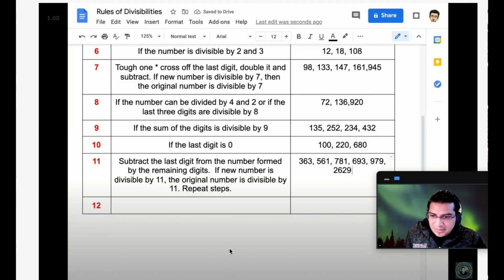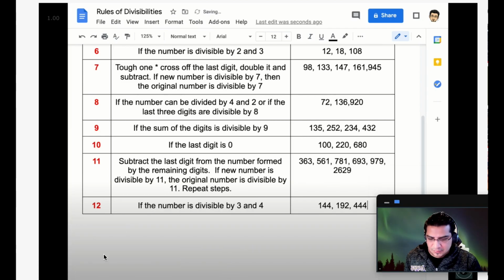All right, I'm almost done here. I'm gonna do the last one here. All right, so the last one I'm gonna talk about is 12. So how do you know if the number is divisible by 12? So if the number is divisible by 3 and 4. So why? Because if you divide it by 3 and 4, that's like dividing by 3 times 4, which is 12. So here's an example: 144, 192, and 444.